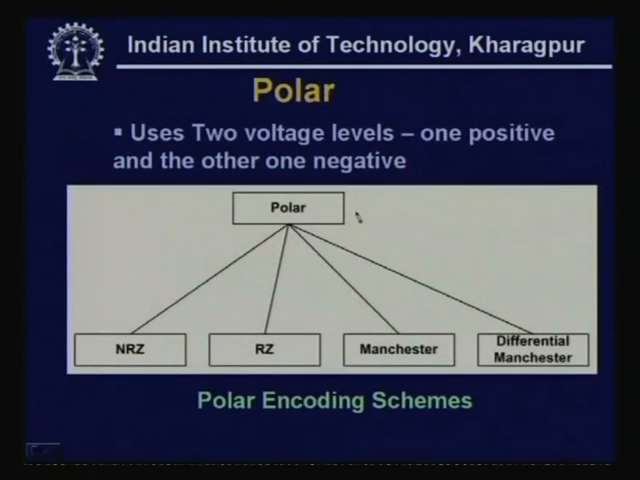Polar schemes. In case of polar, essentially two voltage levels are used, one positive and the other one negative. So, we are using one positive voltage and one negative voltage, and the polar encoding scheme has several alternatives like NRZ, non return to 0, RZ, return to 0, Manchester encoding, differential Manchester encoding. So, these are the 4 different encoding schemes available under polar encoding. Let us consider their features one after the other.